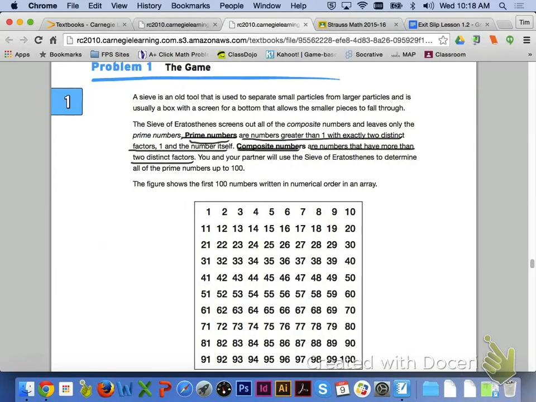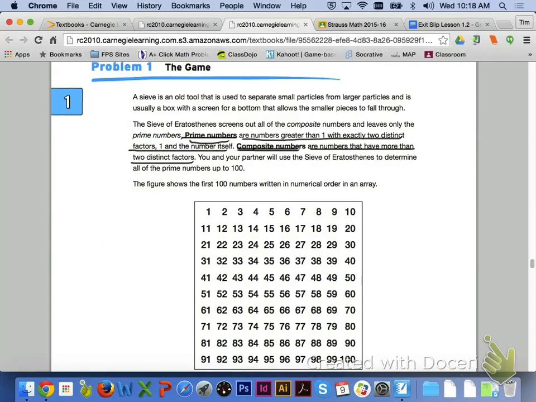Let's take a look at problem 1 and the game that you are going to be playing for starting out lesson 1.3. Up at the top it says that a sieve is an old tool that is used to separate small particles from larger particles and is usually a box with a screen for a bottom that allows the smaller pieces to fall through. If you can kind of imagine a skimmer that we use for a swimming pool, I think that would be something similar. The sieve of Eratosthenes screens out all of the composite numbers and leaves only the prime numbers.